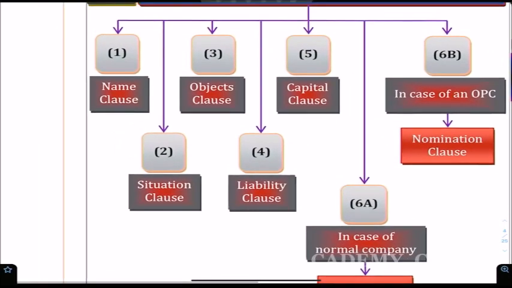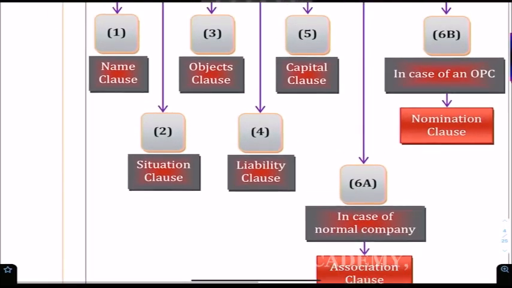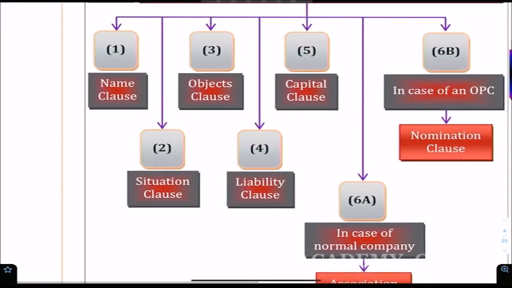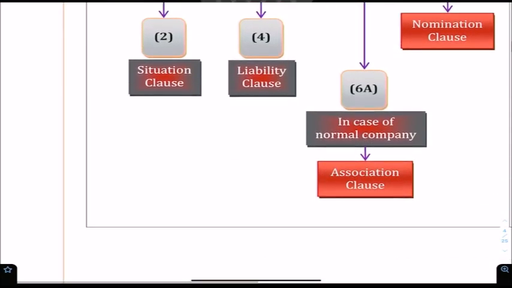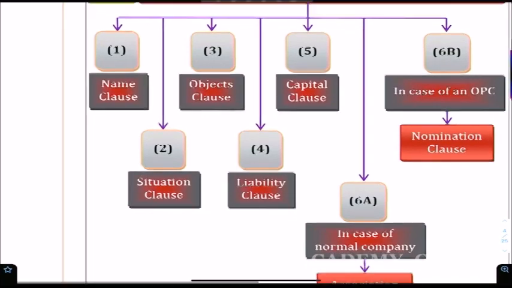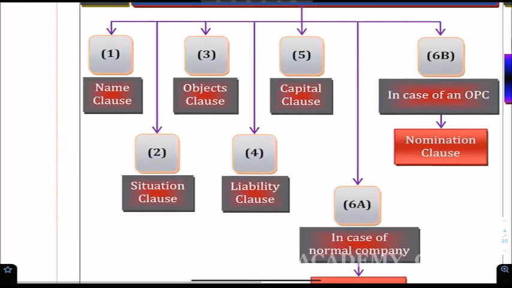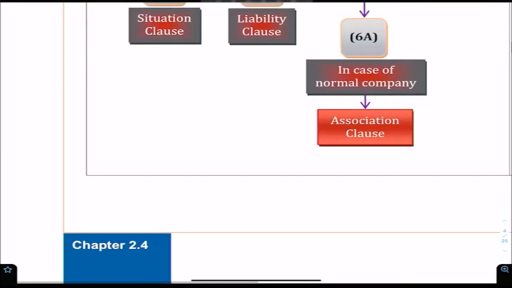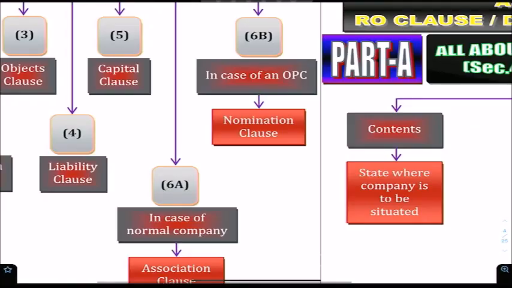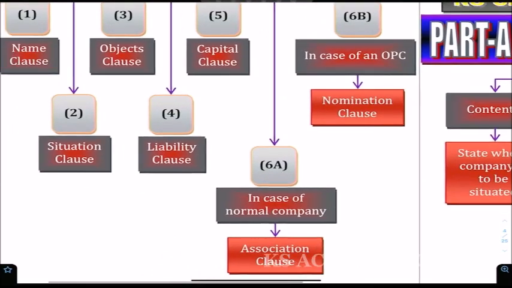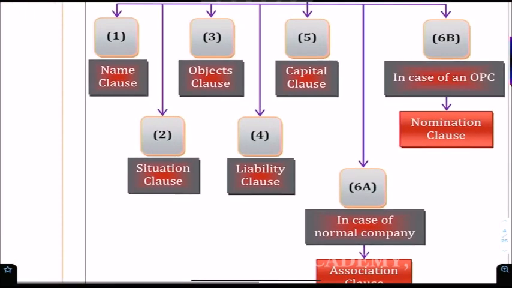I am showing this. See here. These are all the clauses of a memorandum. Tell me, what is the first one? Second one? Second one, see here. Third one? Fourth one? Fifth one? Sixth, 2 types are there. 6A, in normal company, OPC. These are all the various clauses of memorandum we are going to learn. Clear, everyone?